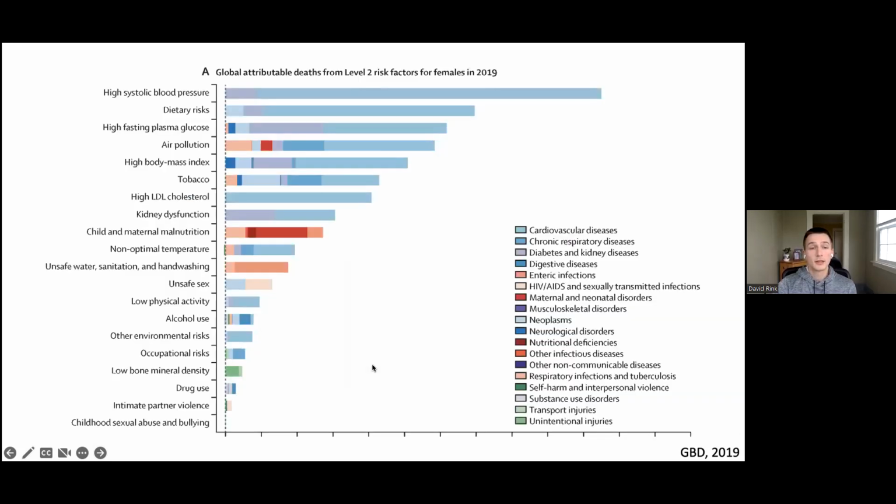We also see it in actual mortality data. So these are global attributed deaths. This chart is also from the Global Burden of Disease, and I've taken the one for females, although I can tell you the one for males, at least for air pollution, is identical. It's the fourth leading risk factor in both men and women.